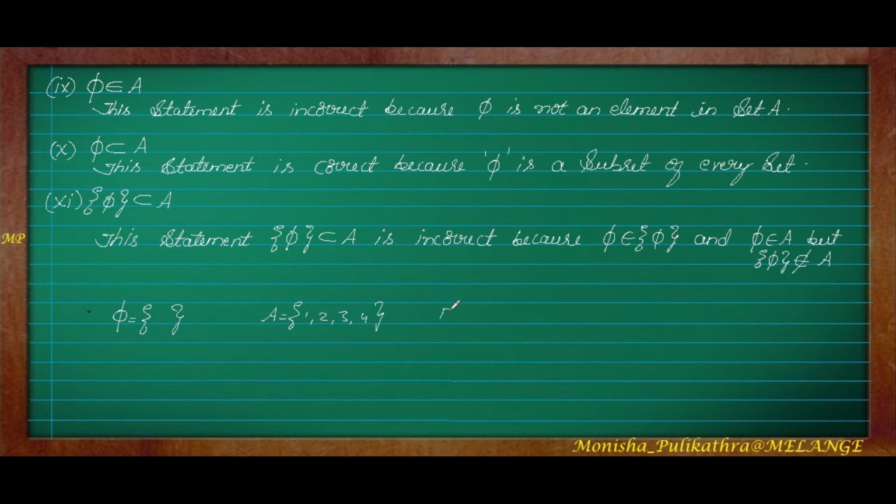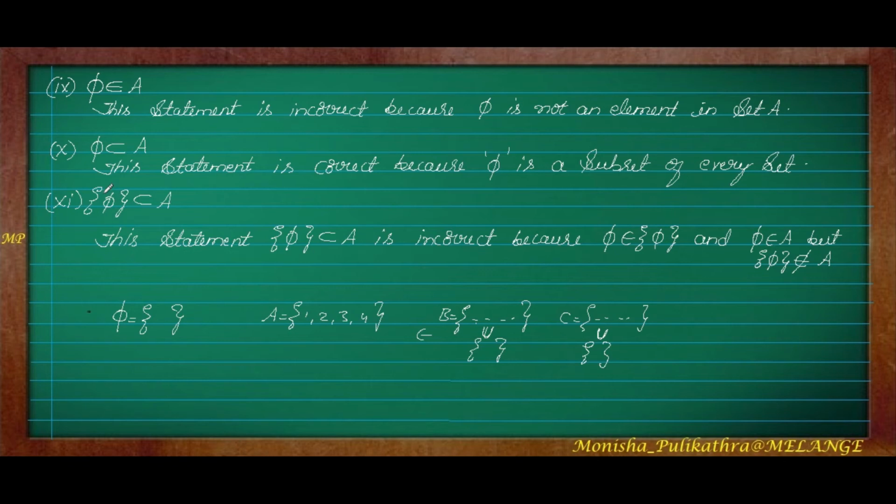For every set, even if you take B is equal to some elements, or C is equal to some elements, for each and every set, a null set will always appear. So the null set is always a subset of any set, but it doesn't belong to that set. I hope you understood.